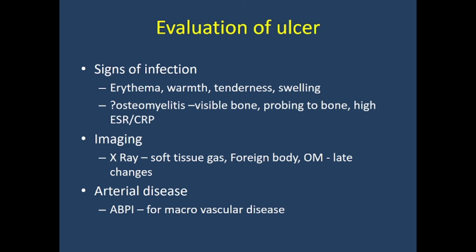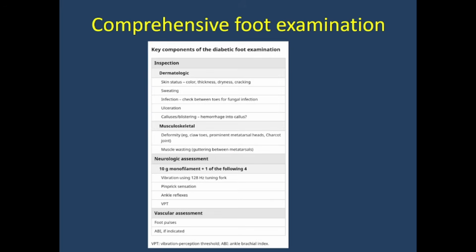And then if there's no pulse, you can go for what is called ABPI, ankle brachial pressure index. I will not go into the details of doing it. You can always read and see a video, right? Then I don't know whether you can see this. This is just what we call a comprehensive foot examination. The things you should examine in a foot if you see a patient with diabetes, right?